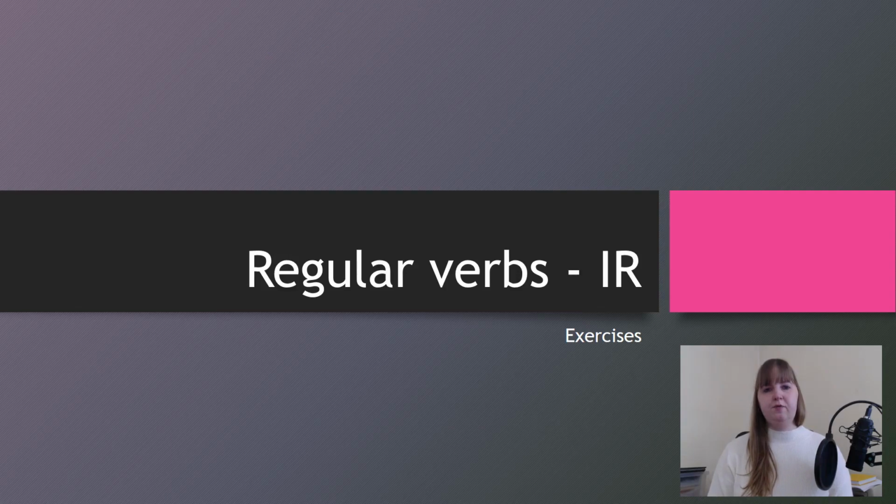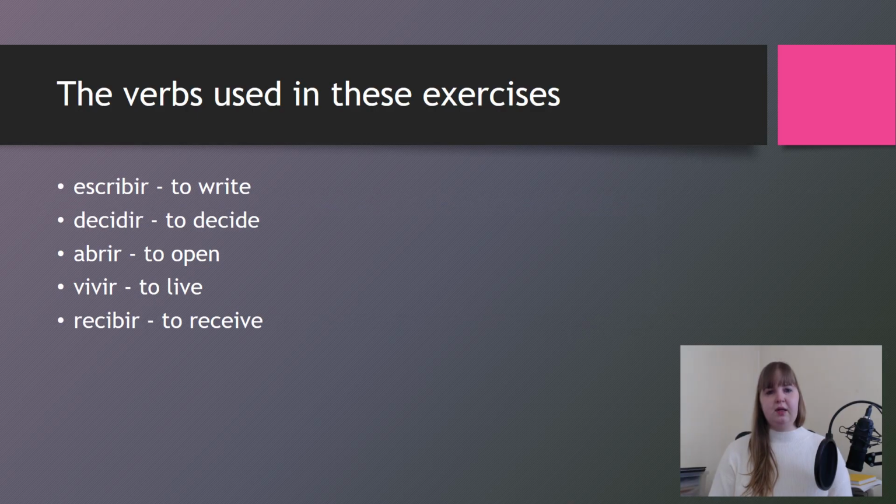In this video, I have prepared for you 3 exercises to practice the conjugation of the regular IR verbs. Before every exercise, I will give you some instructions. On this slide, you can see the verbs with which we are going to work today. The verb escribir means to write, decidir means to decide, abrir means to open, vivir means to live, recibir means to receive.